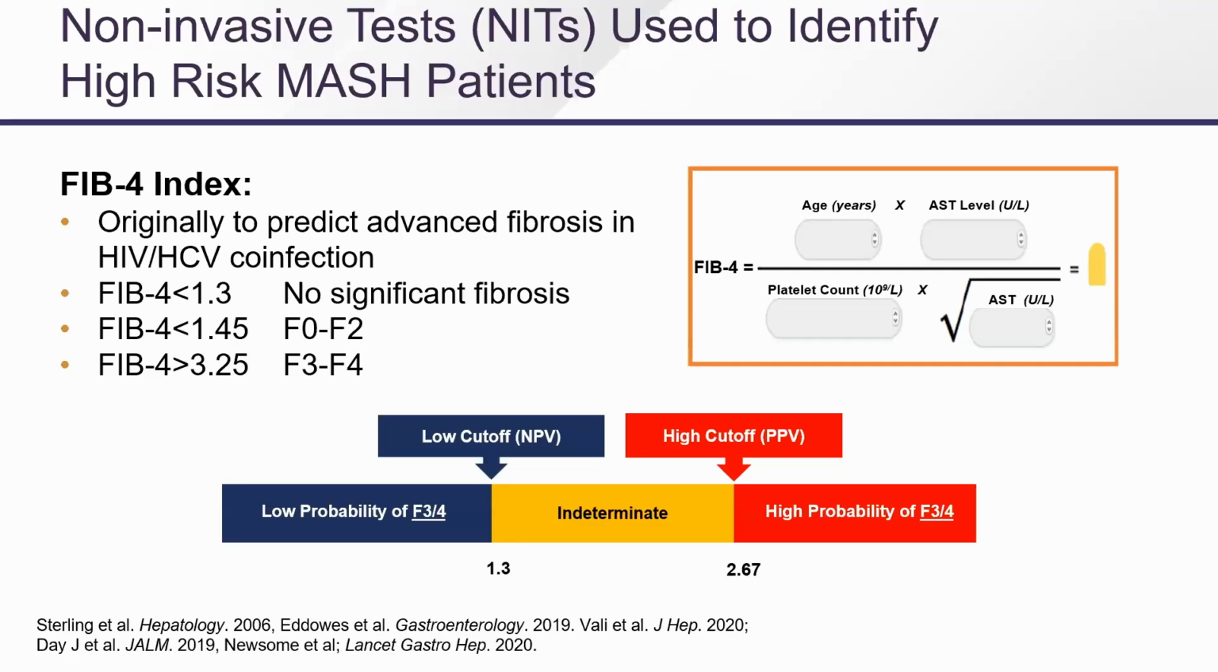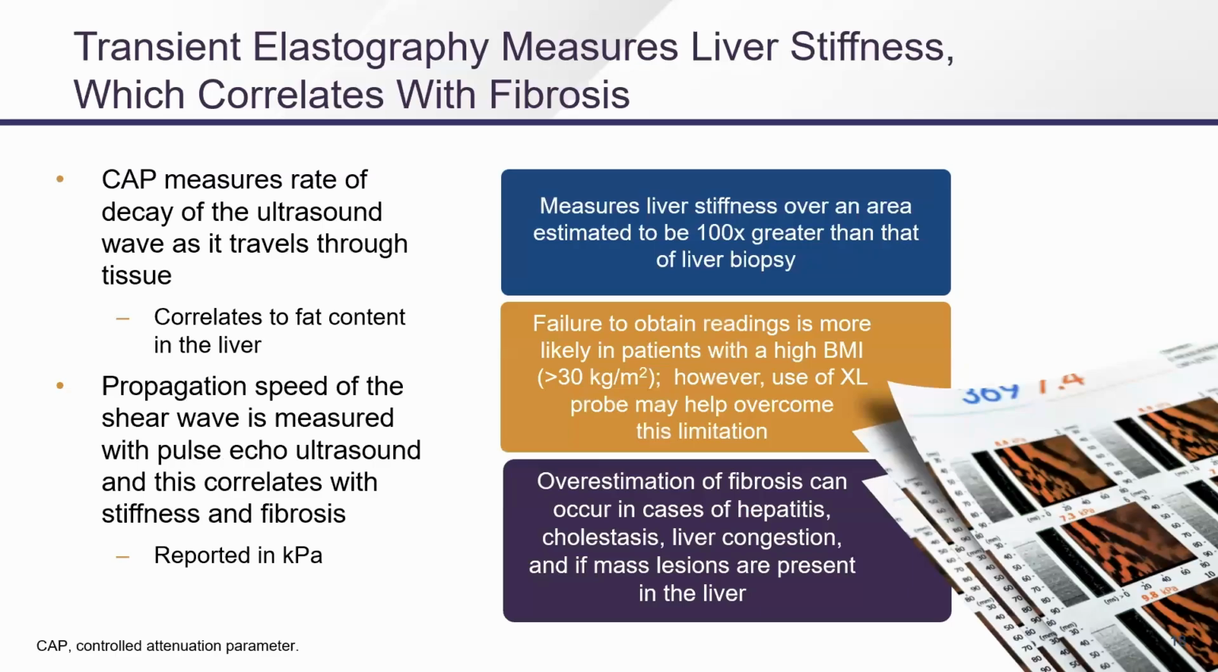So again, less than 1.3, we're pretty great. Greater than 2.67, we know where we are. But again, this is a large intermediate area that we are not sure where we are, which brings us to additional higher level non-invasive testing. And vibration controlled transient elastography, VCTE, or FibroScan is probably my favorite non-invasive test, and it's becoming more and more accessible. The VCTE can tell you two things.